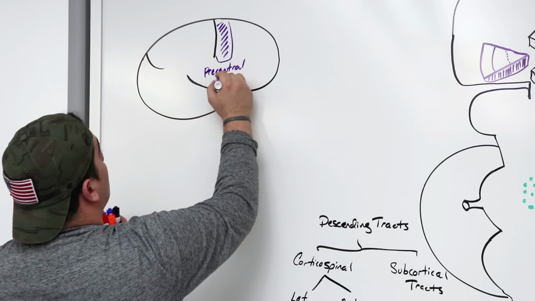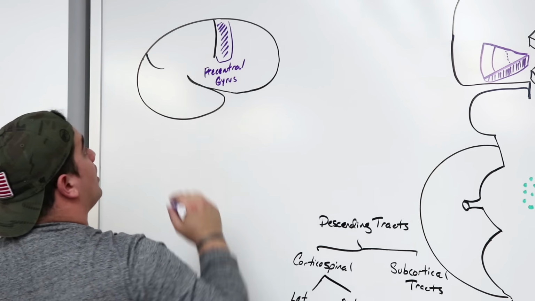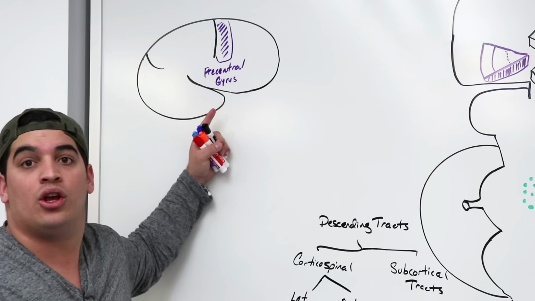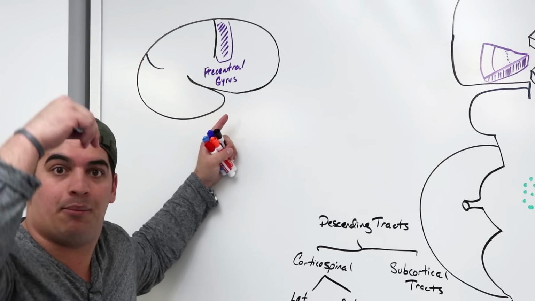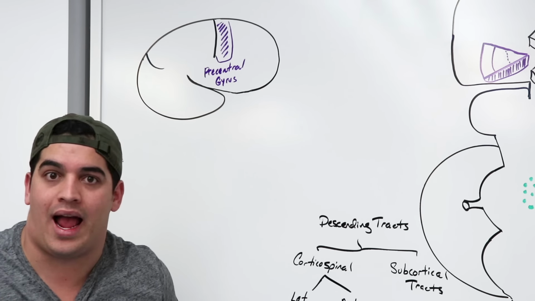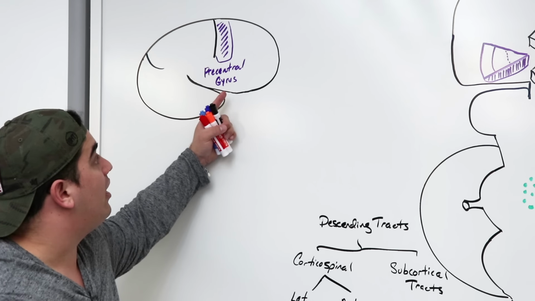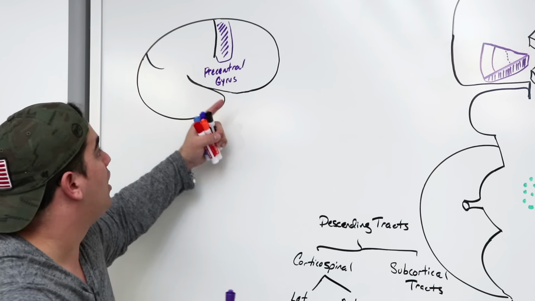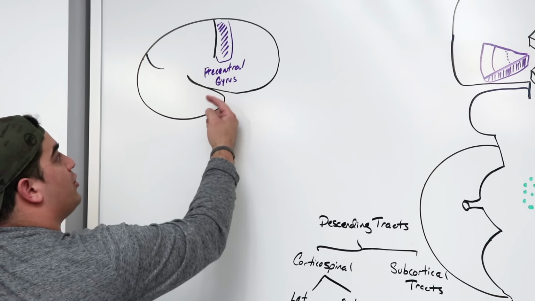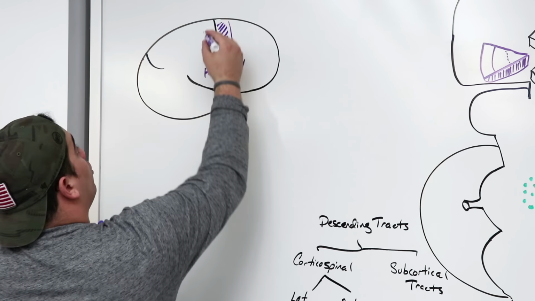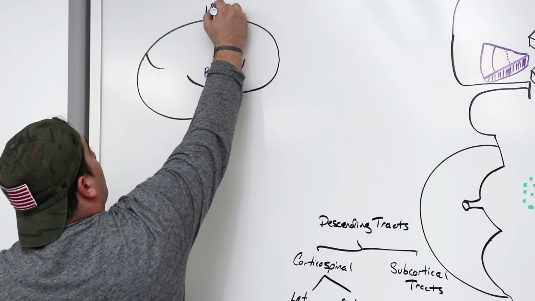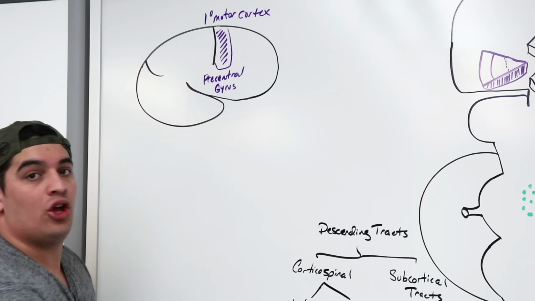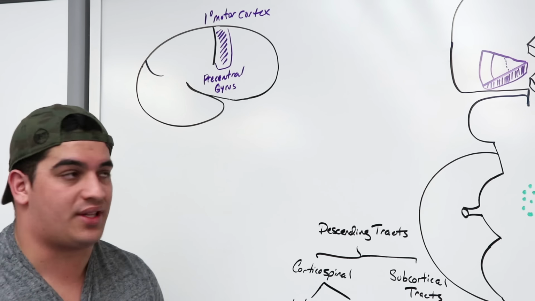Precentral gyrus. This precentral gyrus has a bunch of different cell bodies which are going to be important in being able to send down those descending tracts. So it's the primary area of where the motor fibers begin, those upper motor neurons. So we actually call the precentral gyrus, functionally, the primary motor cortex. Okay? We call it the primary motor cortex.